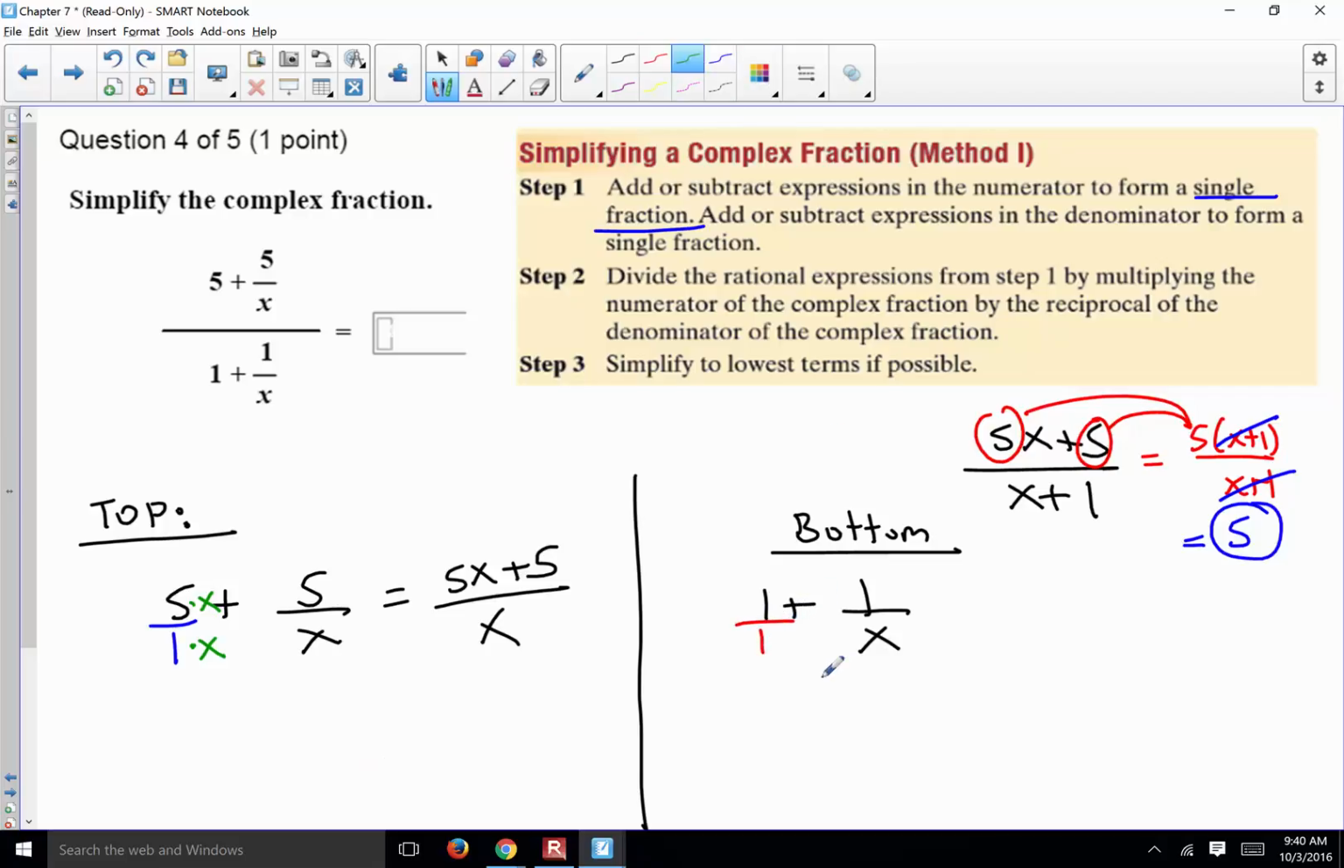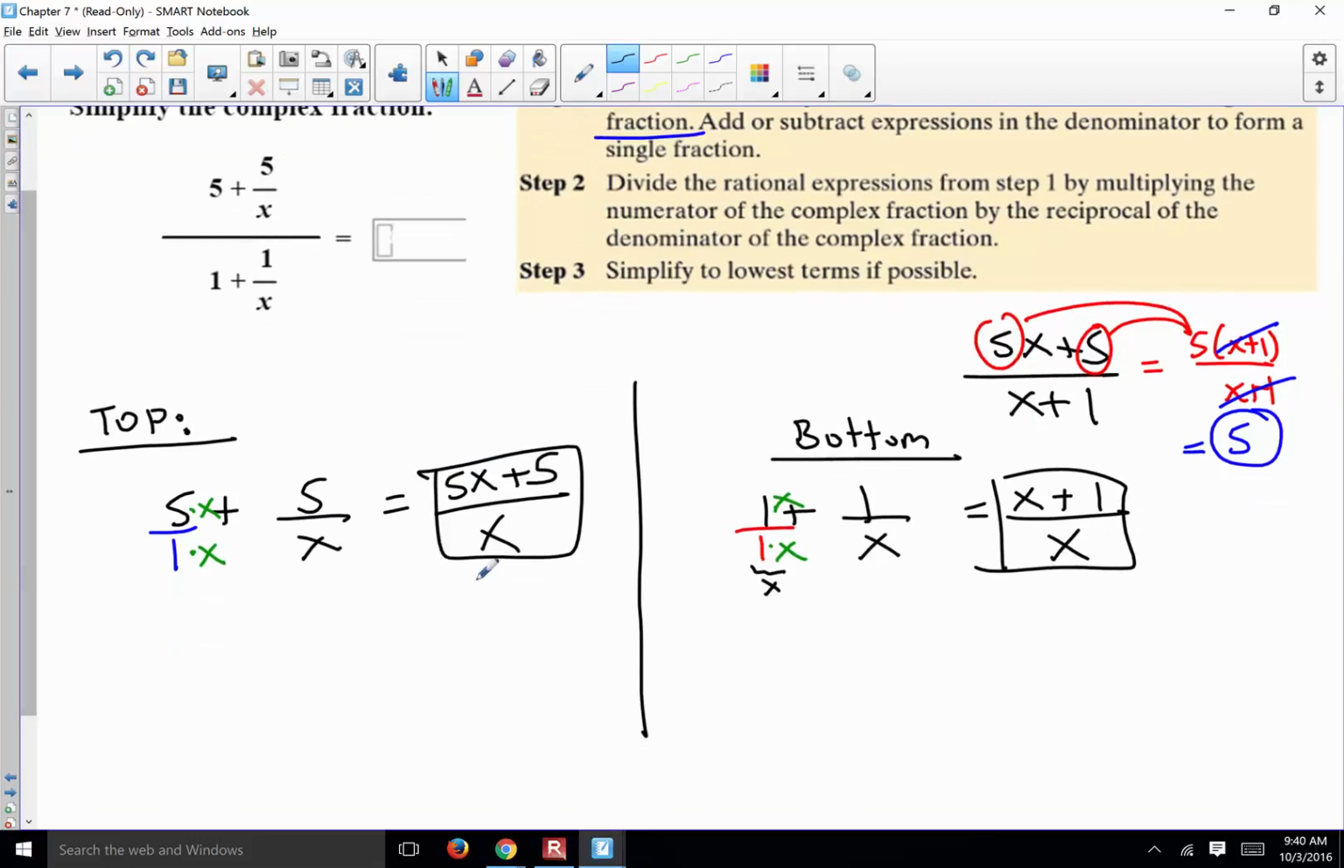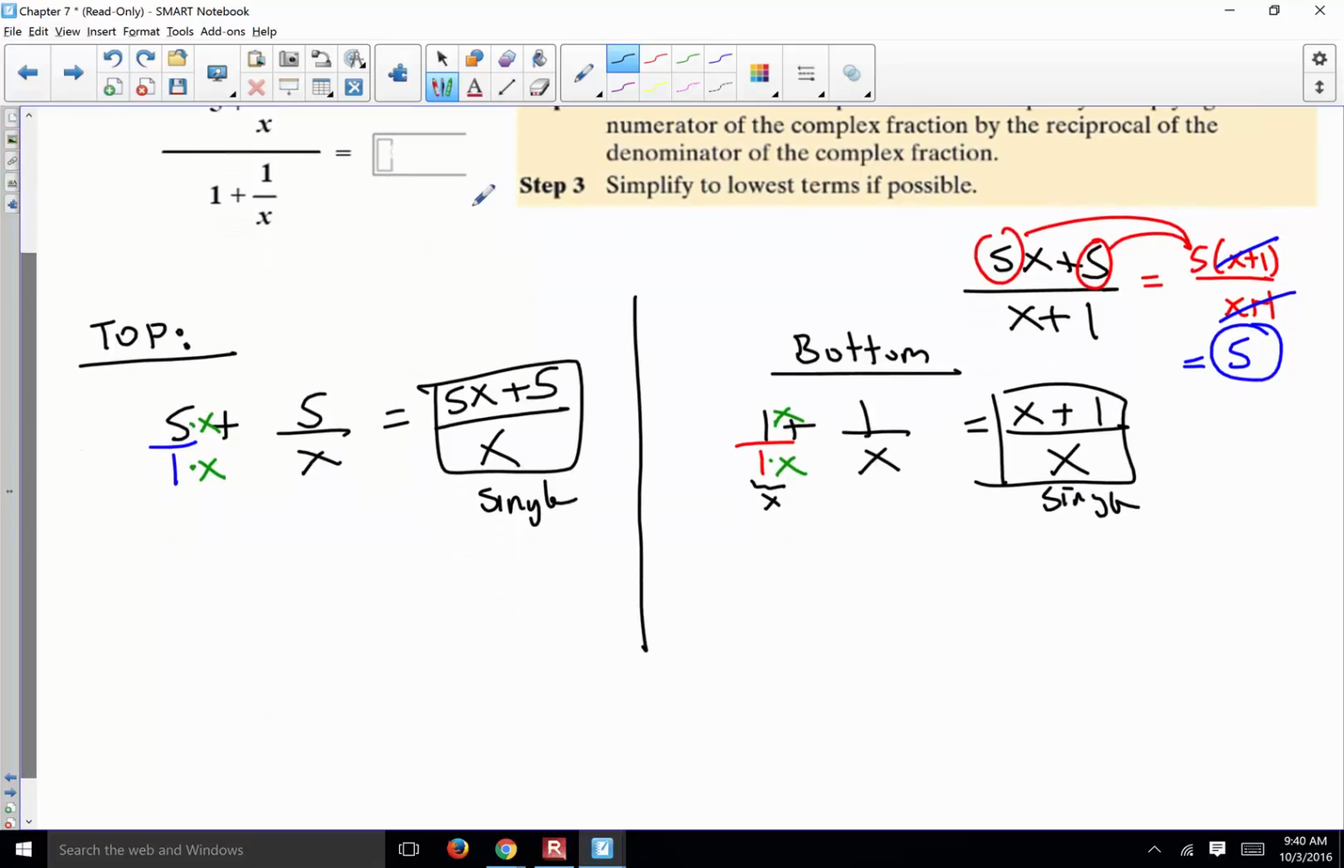Same deal on this side. This is 1. I need to multiply both sides by x so we can have a match. 1 times x is x plus 1 over the common denominator. This is x, so they already have a common denominator. I combine them, so it's x plus 1 over x. Now this is single fraction now. Look, I see nothing but a single fraction on the top and bottom. I will bring them together.